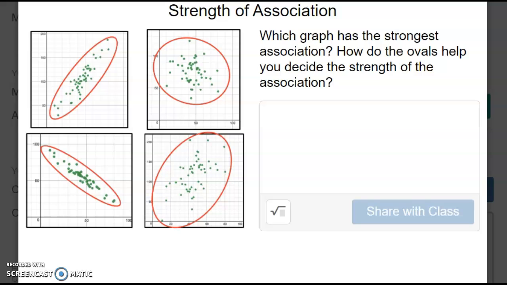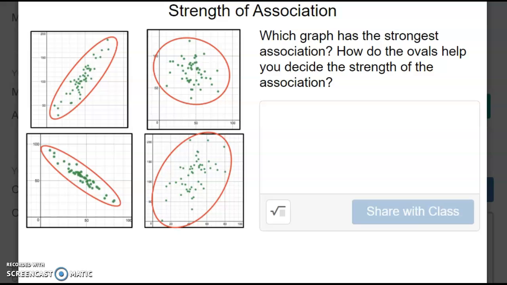They've actually drawn the ovals for us. Which graph has the strongest association? How do the ovals help you decide the strength of the association? Well, the third one and the first one, the points were very definitely going through some sort of a trend. It was very clear. Whereas the second and fourth, it wasn't as clear. You could even say they look a little bit more random, right?